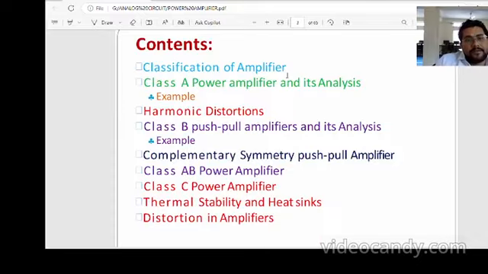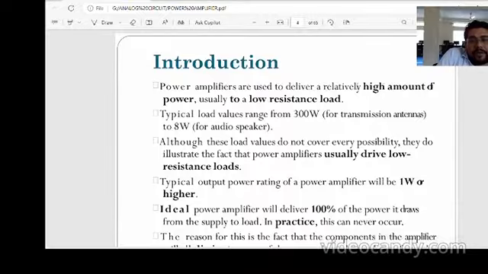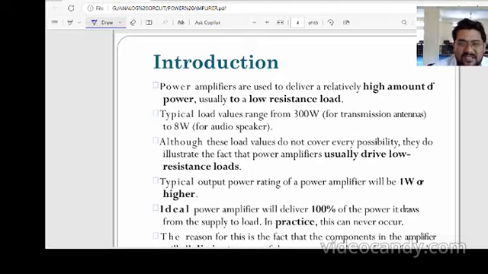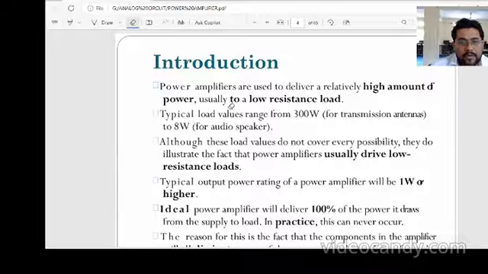Introduction: what is a power amplifier? Power amplifiers are used to deliver a relatively high amount of power, usually to a low resistance load. It means we deliver a maximum amount of power to a low resistance. Typically the range is up to 3 megawatts for transmission, and 8 ohms for an audio speaker.